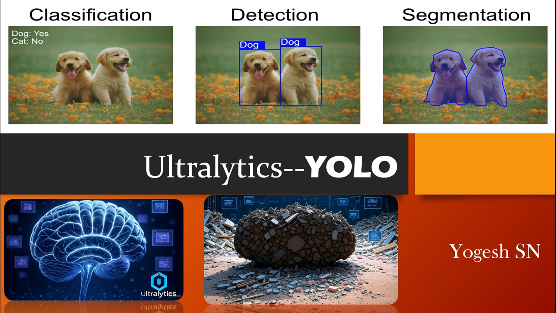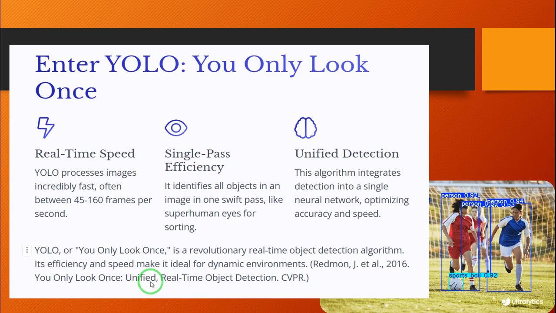Have you ever wondered how a self-driving car spots a pedestrian or how a security camera detects an intruder? One of the key technologies behind this magic is a computer vision algorithm called YOLO, which stands for You Only Look Once. In simple terms, YOLO is a super fast and efficient way for a computer to identify and locate objects within an image or a video.